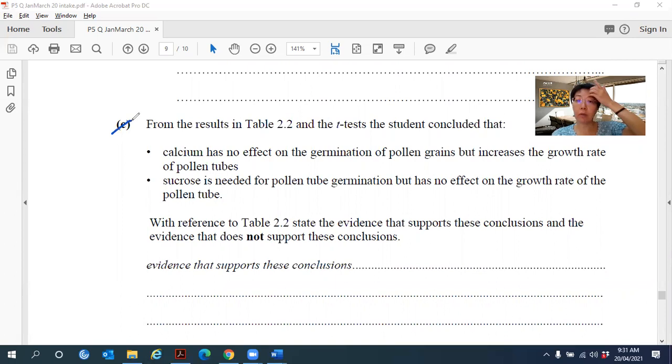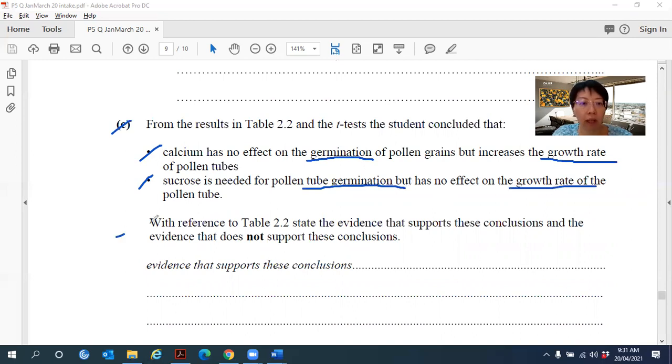From the results in table 2.2 and the t-tests, the student concluded that calcium has no effect on germination of pollen grains. So no effect on germination, but it increases the growth rate of pollen tubes. So that's for calcium. Then sucrose is needed for pollen tube germination, but has no effect on the growth rate. So both also talk about germination and growth rate.